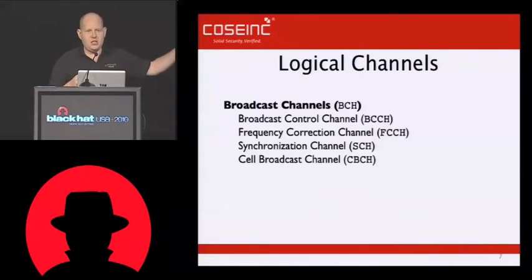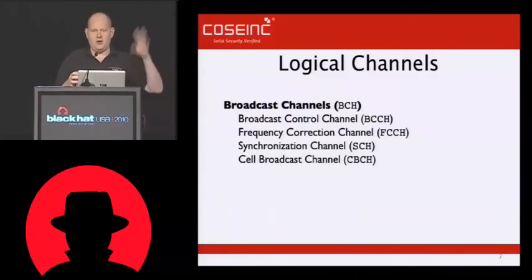So all of these are basically broadcast channels. They're unidirectional. They only go down from the network side to the phone. Okay, so there's the downlink from the network to the phone and the uplink from the phone to the network. Most of the attacks we're going to be looking at today are uplinks, so they're from the phone to the network. They're much more interesting.